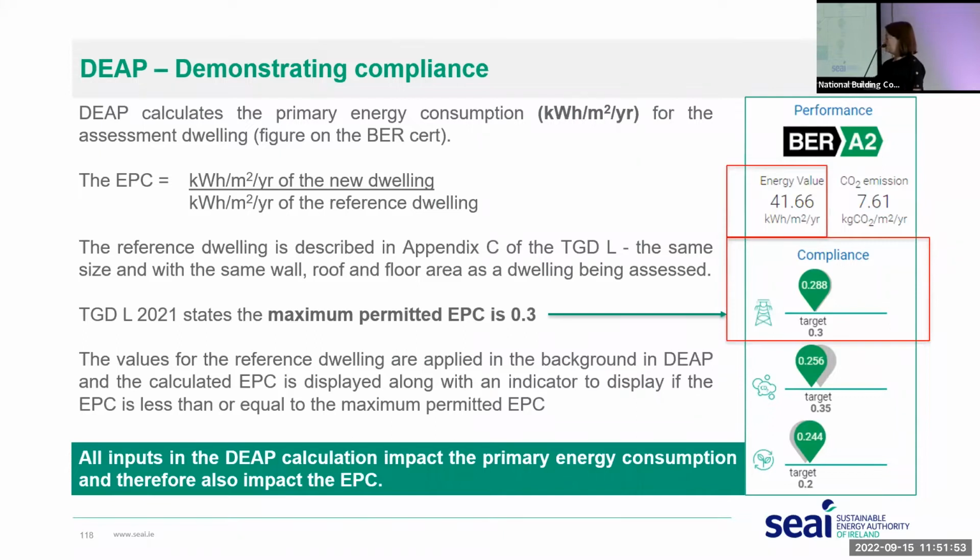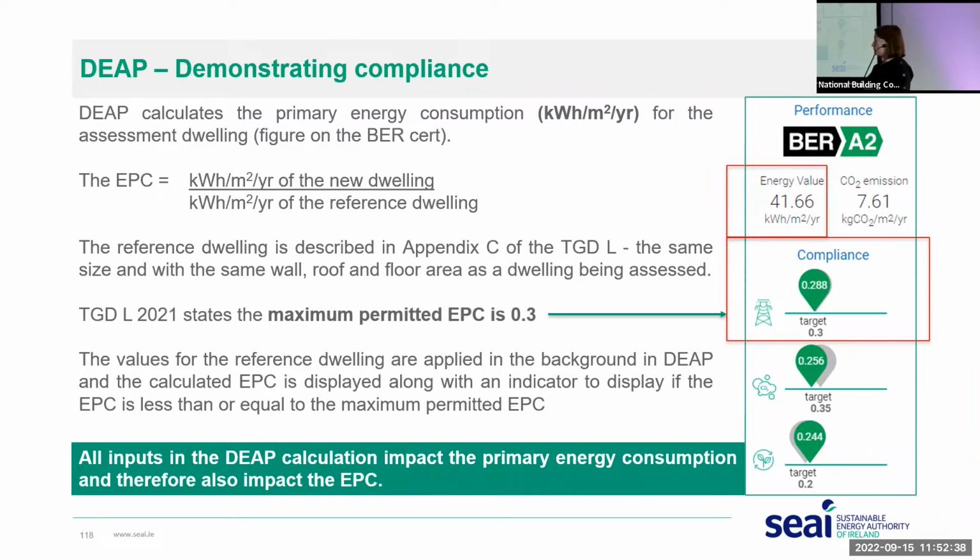So to calculate the primary energy consumption in kilowatt hours per meter squared per year for the assessment dwelling, that's the figure that's shown on the BER cert. And it calculates the EPC by dividing the calculated kilowatt hours per meter squared per year by the primary energy consumption of a reference dwelling, and the details of the reference dwelling are set out in Appendix C of the technical guidance document. The reference dwelling is essentially the same building built to 2005 standards, and the technical guidance document requires that the maximum permitted EPC is 0.3, or roughly 70% better than a building built to 2005 standards.